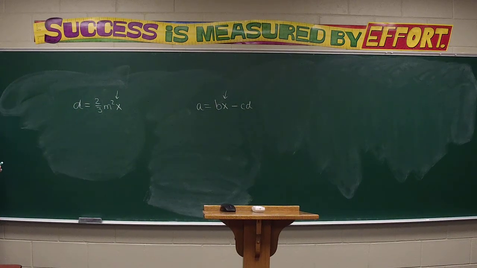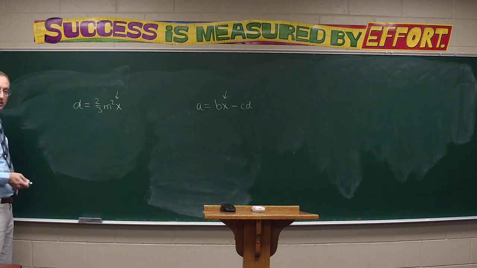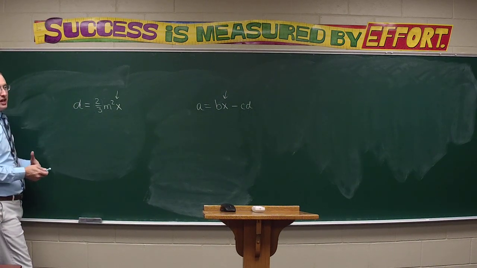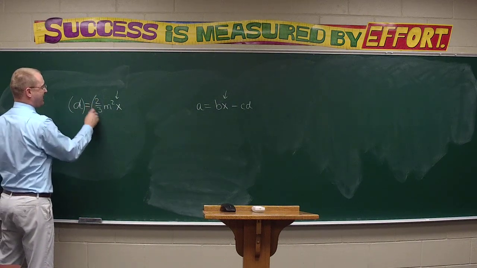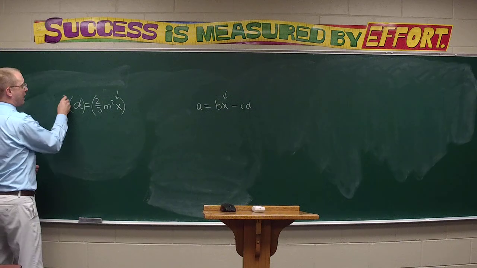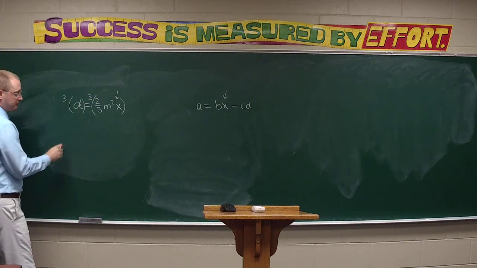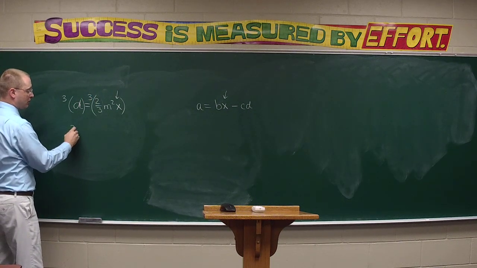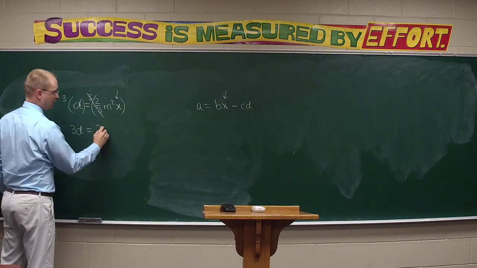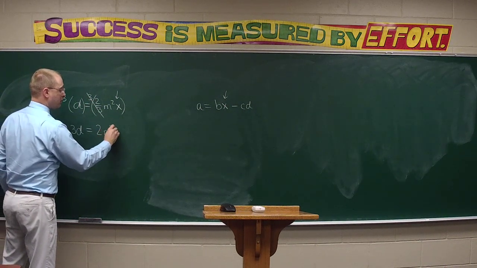All right, so fractions, right? I could easily get rid of the fraction if I do what? Multiply everything by the LCD. Now, everything, there's only two things, right? This is a thing, that's a thing. Let's multiply both things by 3. And when I do, it'll give me what? 3d equals 2m squared x. There we go.